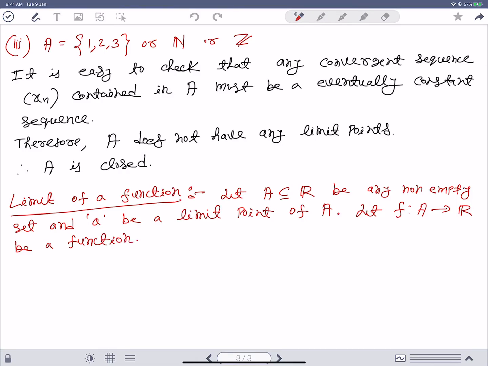Okay, so note that to define the limit of a function at a point a, we need that small a should be a limit point of the set A. So in case of an interval, we can choose any point of that interval, or we can choose the boundary values of the interval as well. But if A is not an interval, then to define the limit of a function, you have to choose a point which is a limit point of the set. You have to remember that. Otherwise we cannot define the limit of a function.